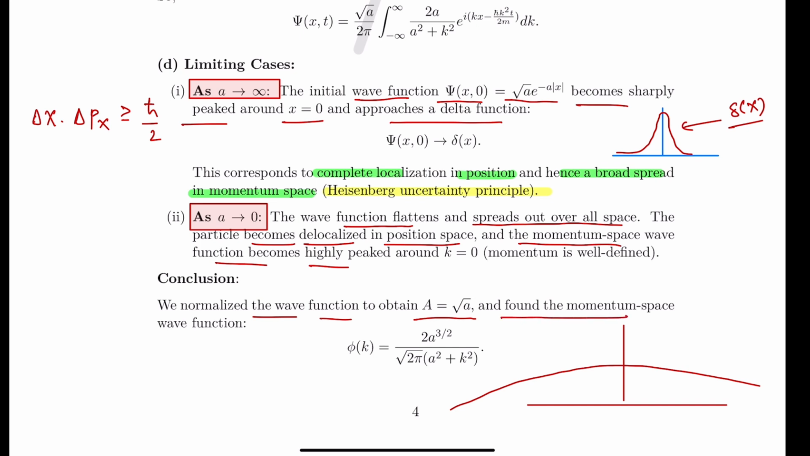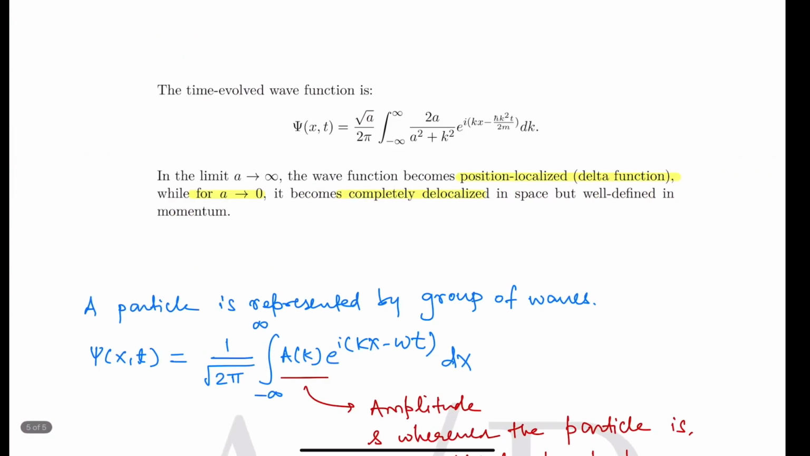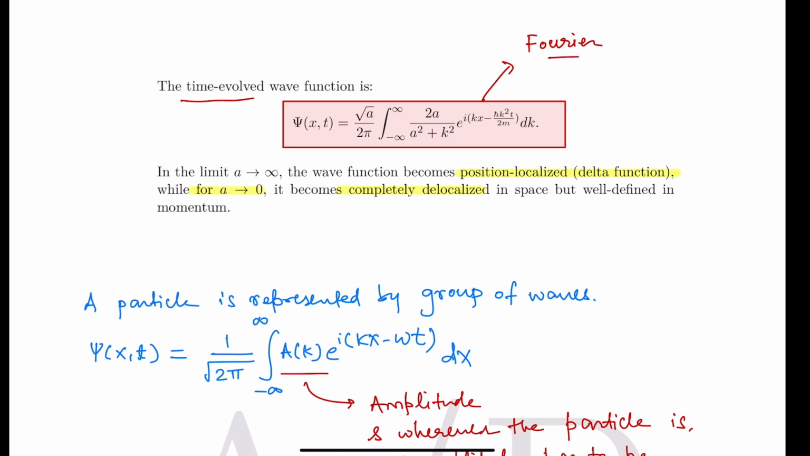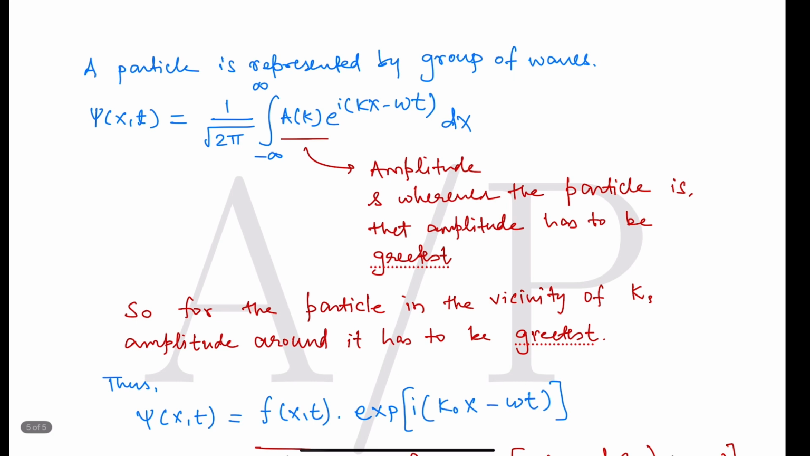So the conclusion says that the normalized wave function is given by the normalization constant root a, and we found the momentum space wave function to be this. Now the time evolved wave function will be given by this expression, which we have already found using the Fourier transform. Let us conclude by discussing the limit. When a tends to infinity, the wave function becomes position localized, and when it tends to 0, it will become delocalized in the space where the momentum is well defined.